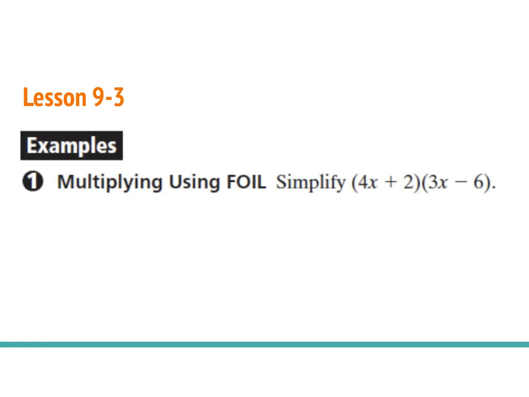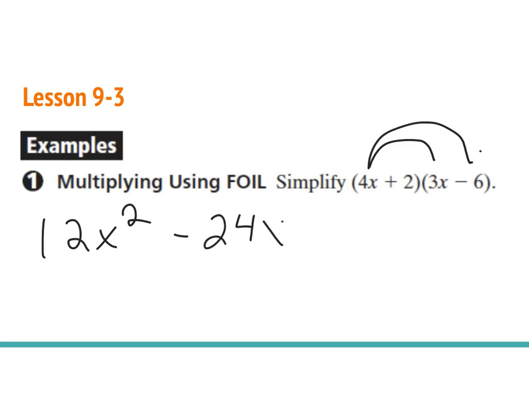So in order to multiply these, we have to make sure that each term in the first binomial is multiplied by each term in the second binomial. So I am going to multiply the 4x by the 3x and the 4x by the minus 6. So 4x times 3x is 12x squared. And then 4x times minus 6 gives me minus 24x.